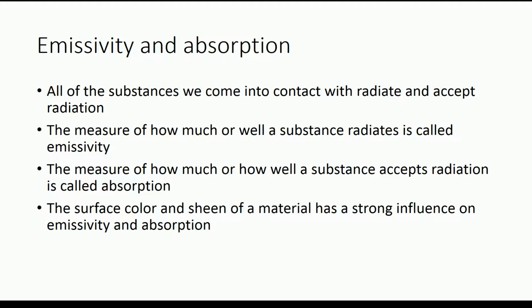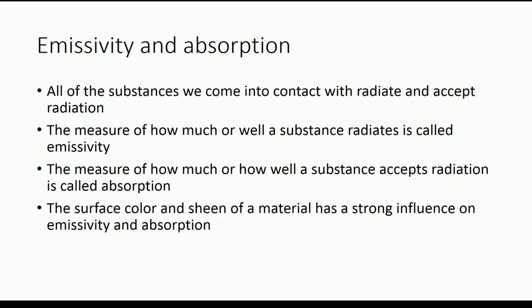Okay? Understand that the surface color of objects has a lot to do with it. The surface color and sheen. By sheen I mean how shiny or dull it is. The surface color is whether it's a light color or a dark color. It has a lot to do with its emissivity and absorption.